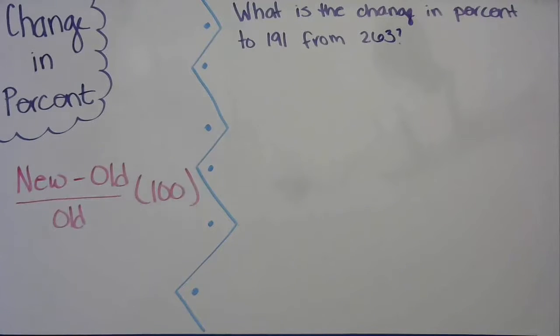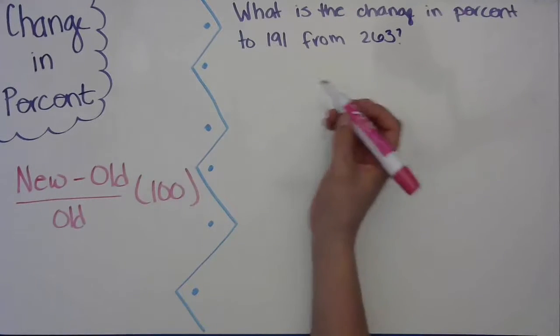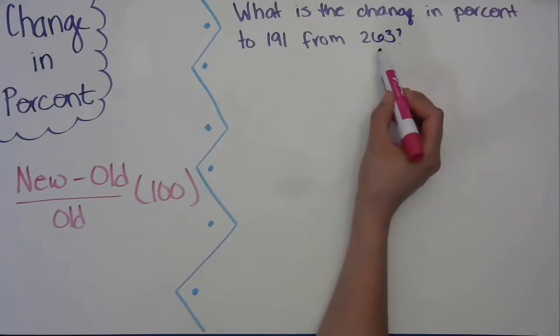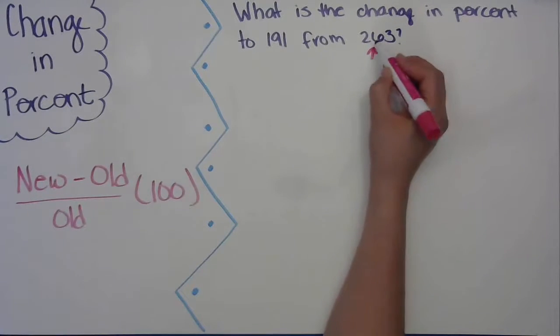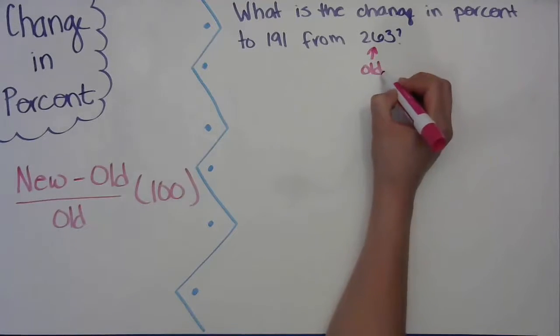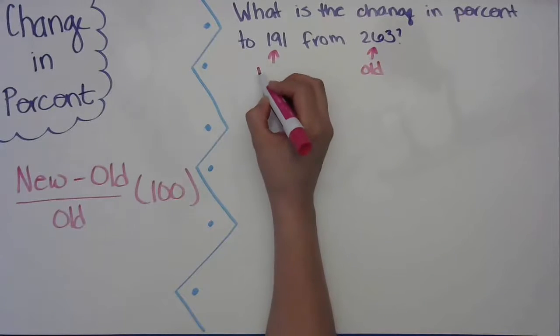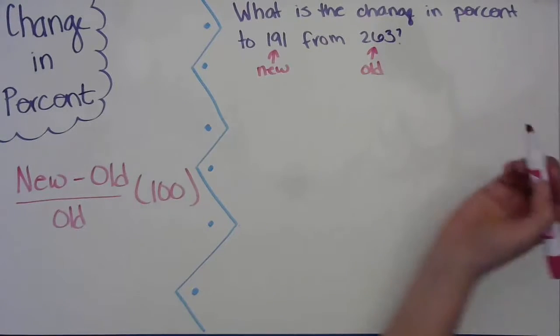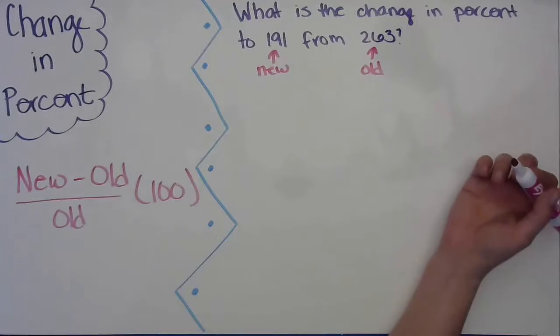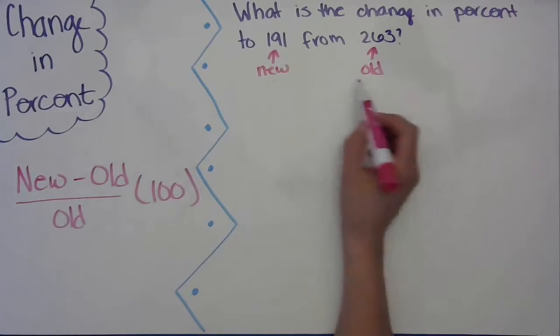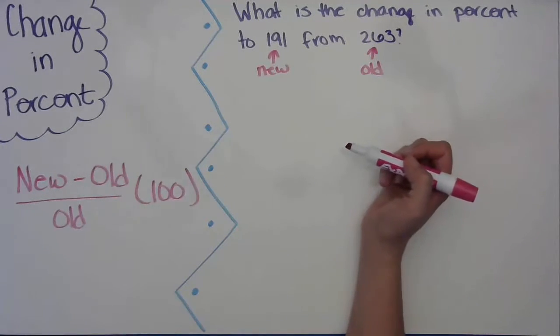Another example: what is the change in percent to 191 from 263? Now this is worded a little backwards. Since we are working from this value, 263 is going to be our old value, and 191 is what it has changed to. That is going to be our new value. So the words are put just a little bit differently, but your new and old values change. Let's go ahead and plug those numbers in.